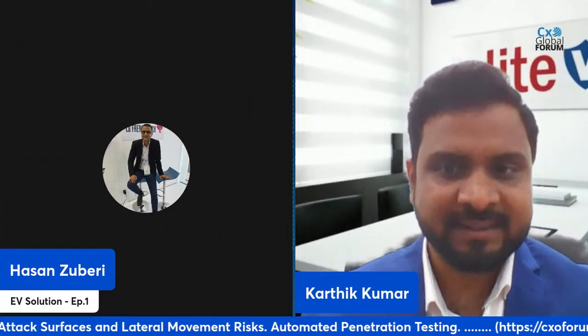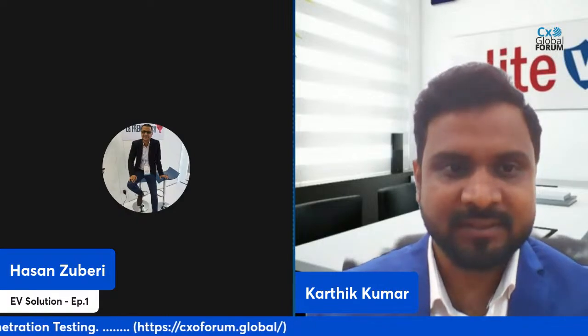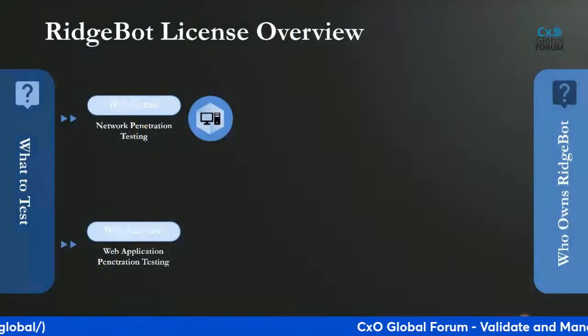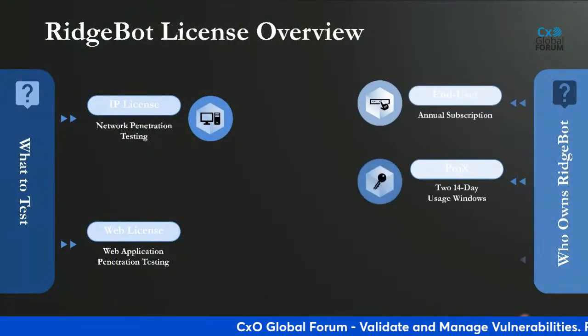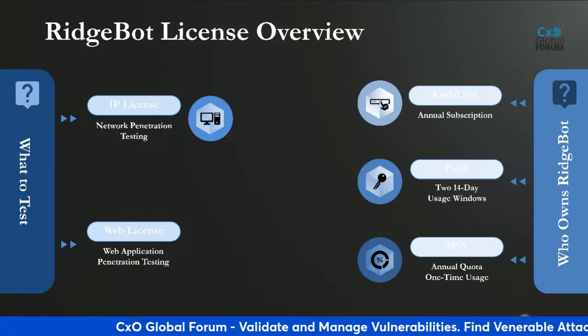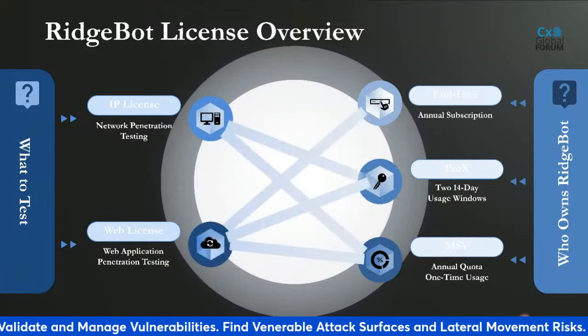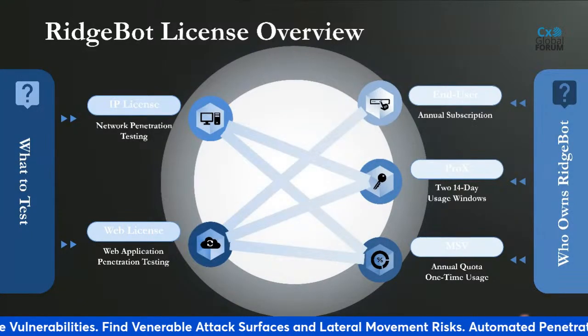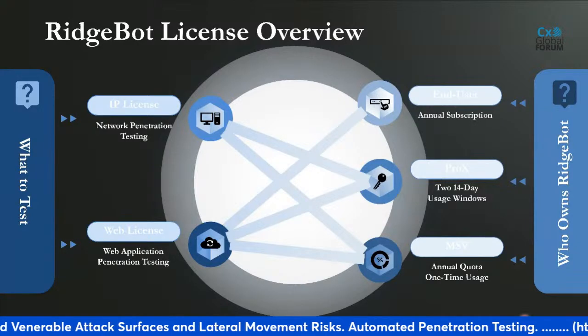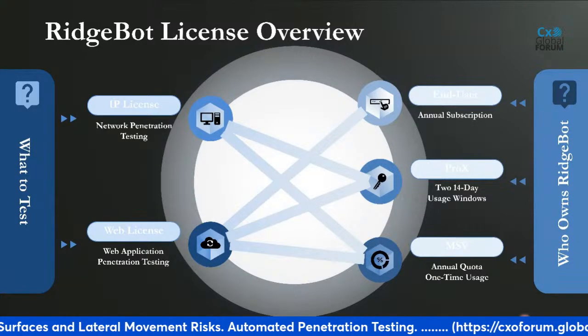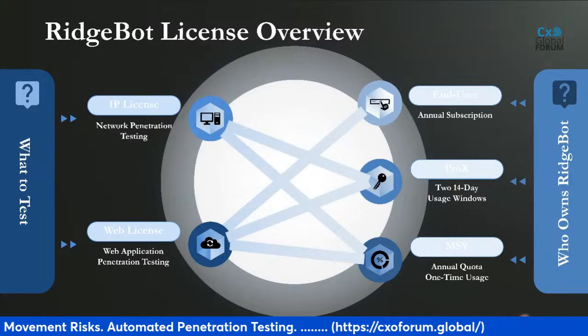Okay. Now, if we look into the Richbot license overview, what to test is the first thing. We can do the testing for the IP license, such as network pen testing, and the web license for web application pen testing. And who owns the Richbot? The end user can own it. The partner, as in ProX, can own it. And even the MSSP guys can own it itself. So it's as simple as that. The IP license is bound to the network pen testing, and the web license is bound to the web application pen testing.